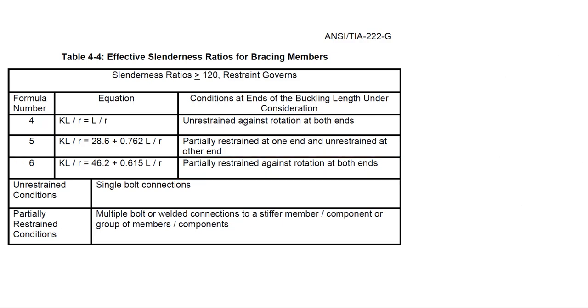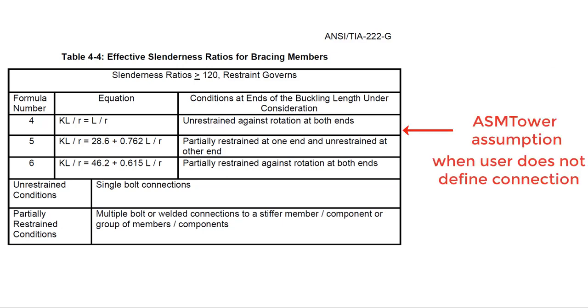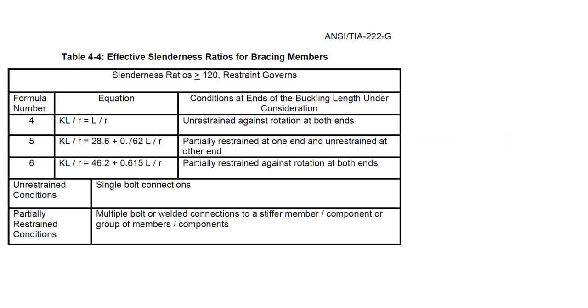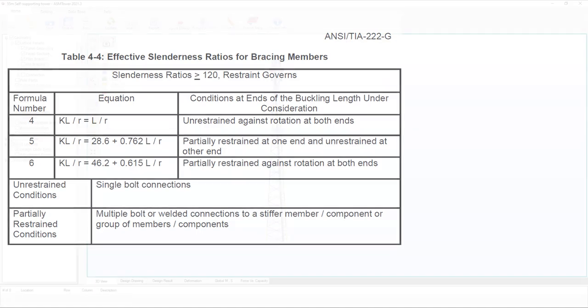The worst case for a member is being unrestrained on both ends, which ASMTower assumes for all members when the user does not specify a connection. This is to ensure conservative tower assignments. To allow ASMTower to automatically calculate the K factor correctly, you shall specify the connection to all bracing.